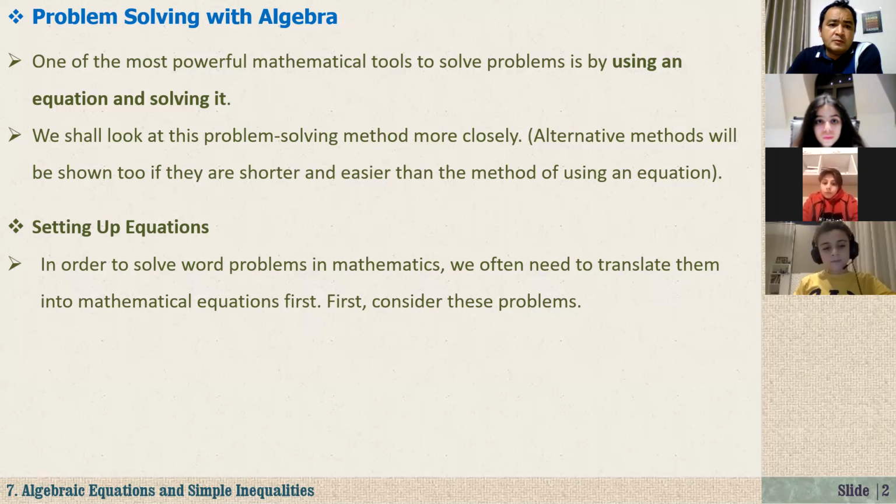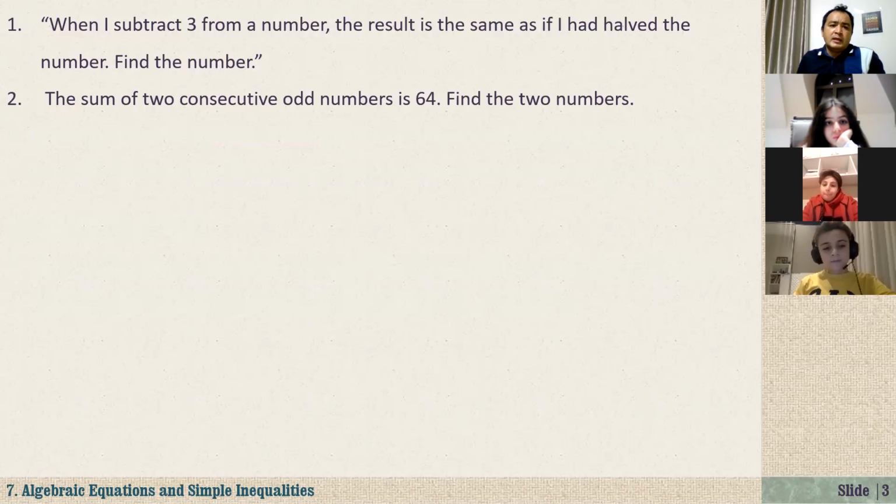One of the most powerful mathematical tools to solve a problem is by using an equation and solving it. What does it mean by using an equation and solving it? That means using algebra, because algebra is a tool to solve problems. All right, so we will look at the problems and practice a few problems. So: when I subtract 3 from a number, the result is the same as if I had halved the number. Find the number.